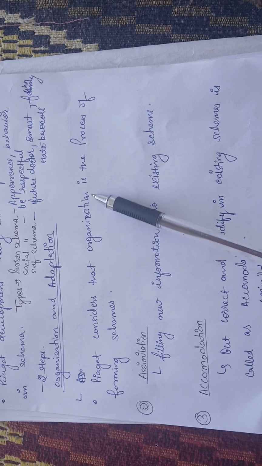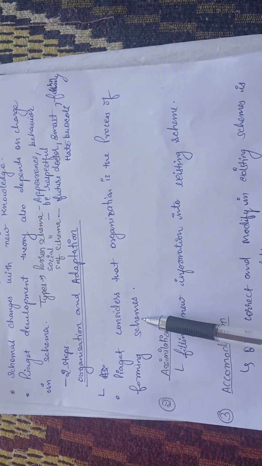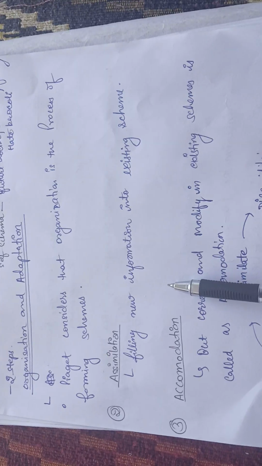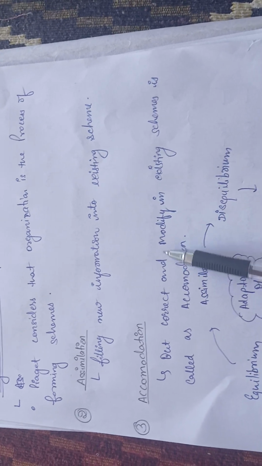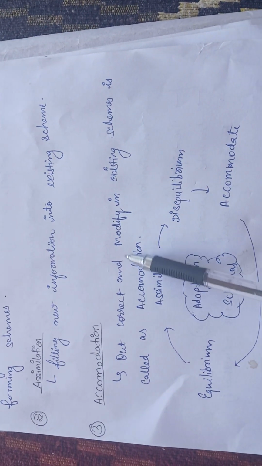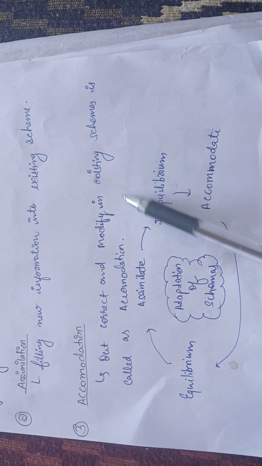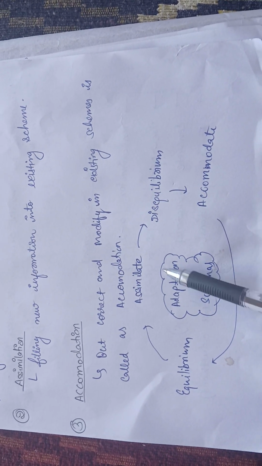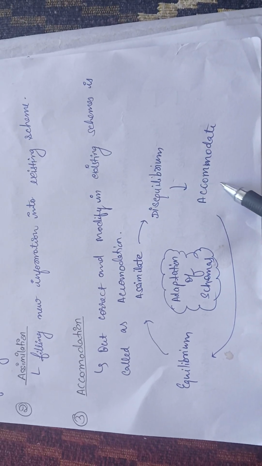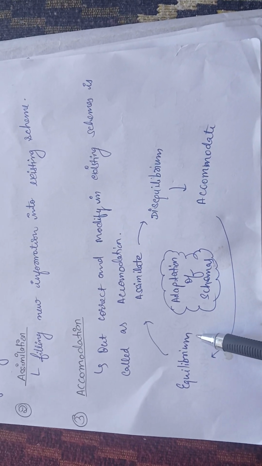Piaget considered that organization is the process of forming schemas. Assimilation is fitting new information into an existing schema. Correcting and modifying existing schemas is called accommodation, and this is the adaptation of the schema: assimilate, disequilibrium, accommodate, and equilibrium.